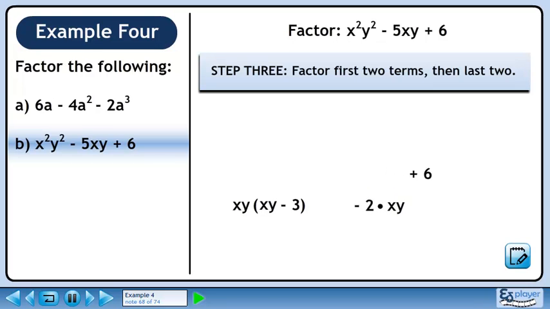Minus 2xy is minus 2 times xy. Six is 2 times 3. Rewrite the plus as a double negative so we have minus 2 in the last term. Factor out minus 2, giving us minus 2 times xy minus 3.